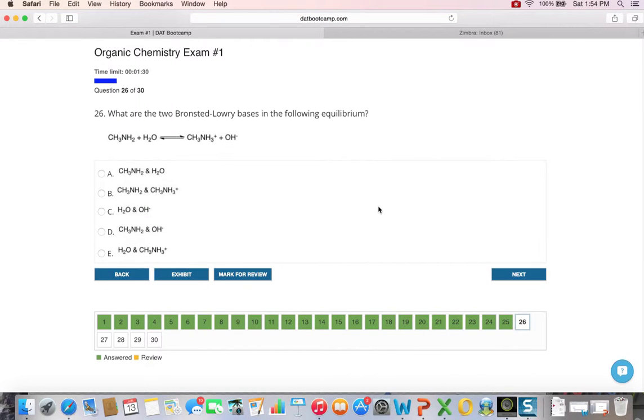26, 2 Bronsted-Lowry bases. Look at what becomes protonated. So the amine becomes protonated, OH minus becomes protonated, therefore it must be D.